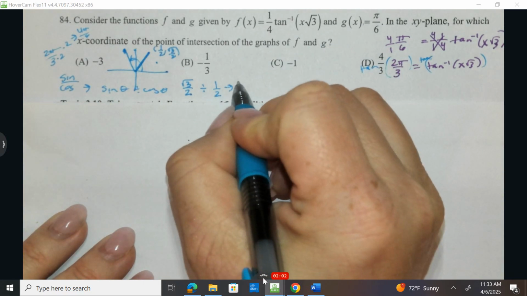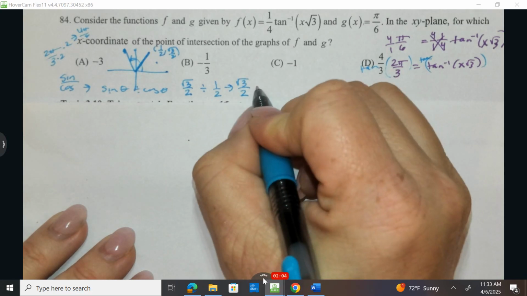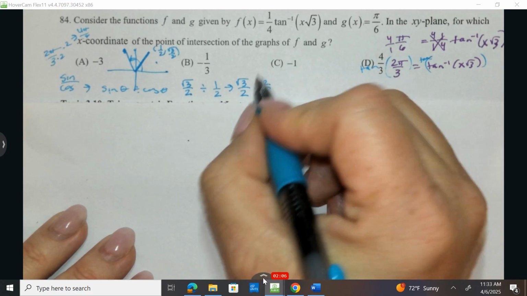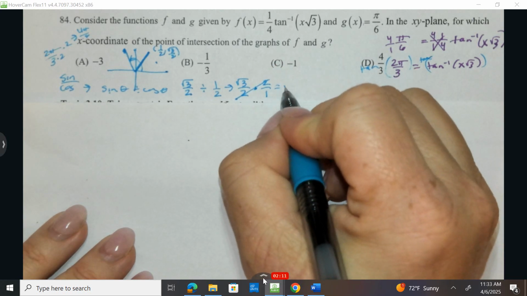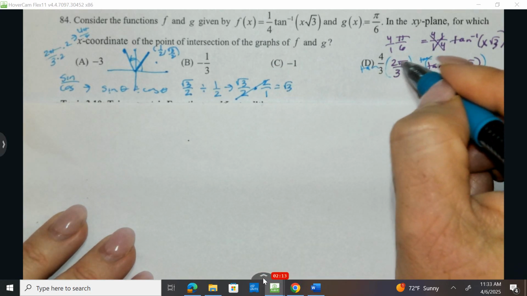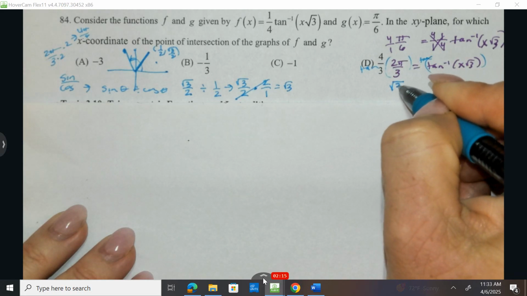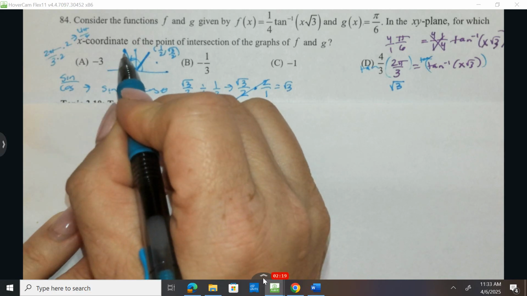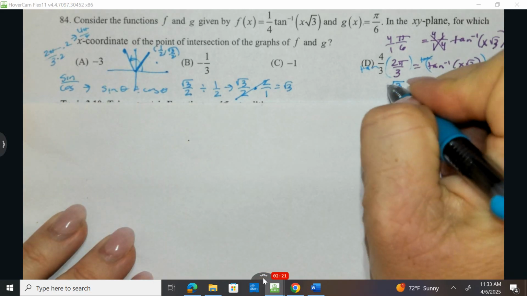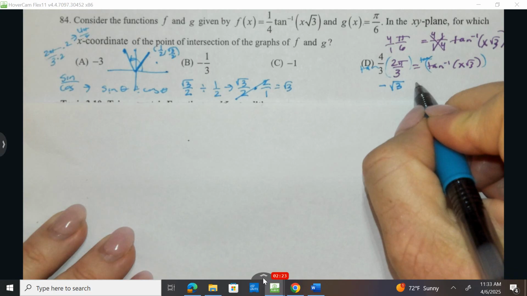Okay, so we know that we keep the first value, turn division into multiplying, and flip the second, or take the reciprocal. The 2's here are going to be reduced, and I'm left with the square root of 3. So the tangent of 2 pi over 3 is not just the square root of 3. Be careful. This tangent is in quadrant 2, all star. Only the sine is positive in quadrant 2. It is negative the square root of 3.